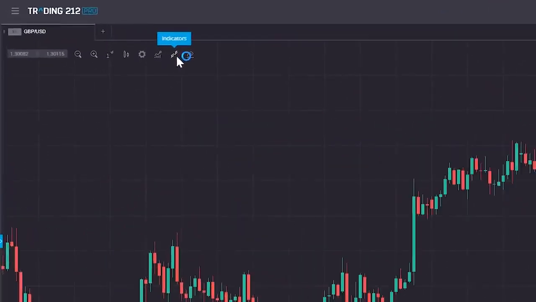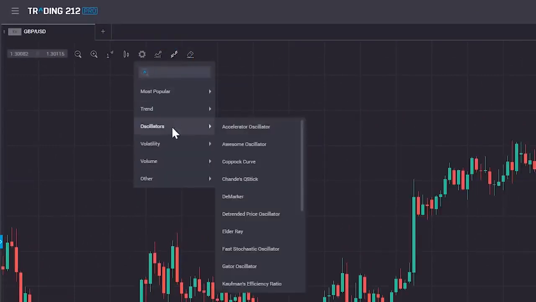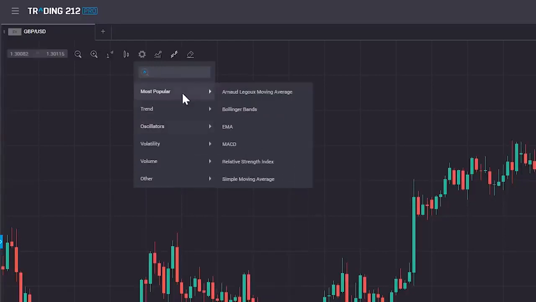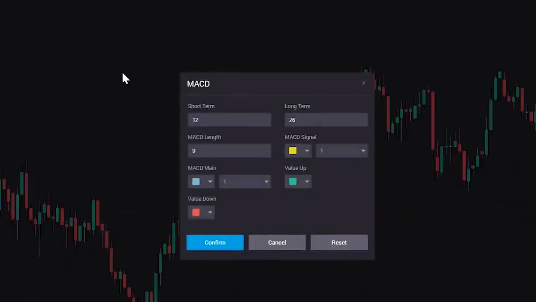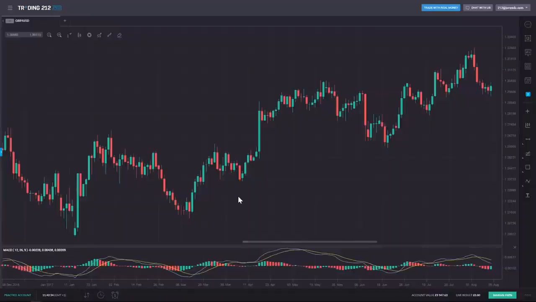If we go to indicators up here, we can click and choose oscillators, and we can find our MACD in there. Or a shortcut: if you go to most popular, because it's one of the most popular ones, you'll see the more popular indicators in there. So let's click on MACD. Here we go. My setup here has got the default values, so 12, 26, 9. If I click on confirm, the MACD gets added to my chart.